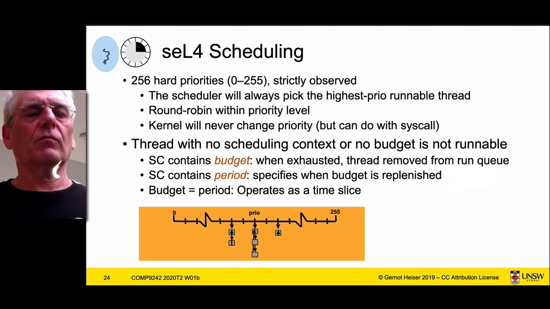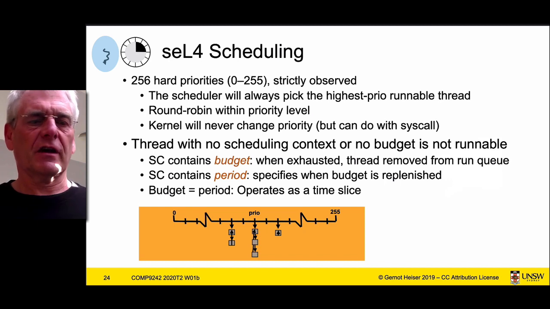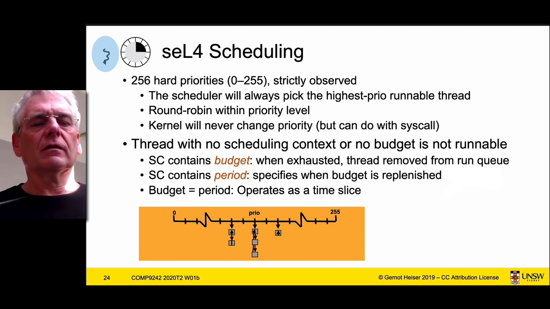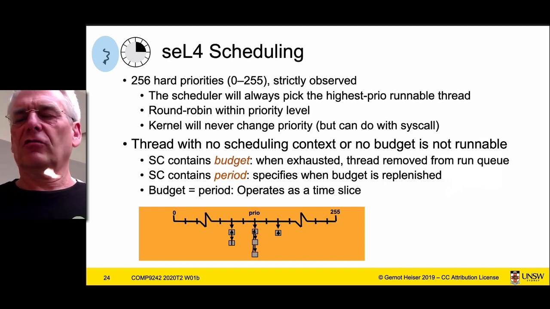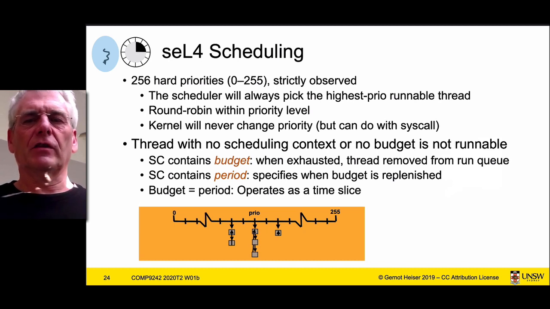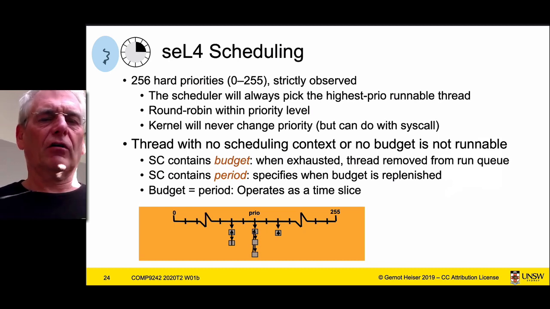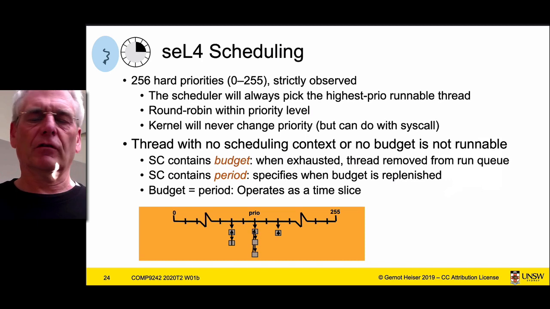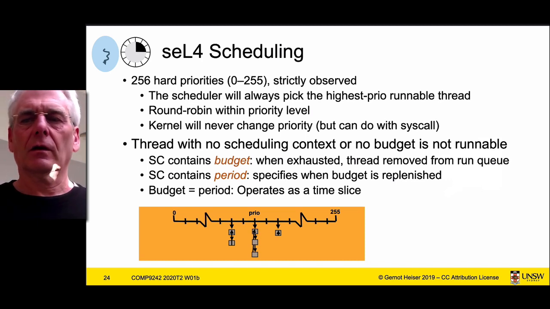If the two are the same, which in your case will usually be the case, then the budget operates like just a normal time slice. When you get to the end of it, you get put at the back of the run queue at that priority level, and whenever the scheduler gets to you again, you get running.